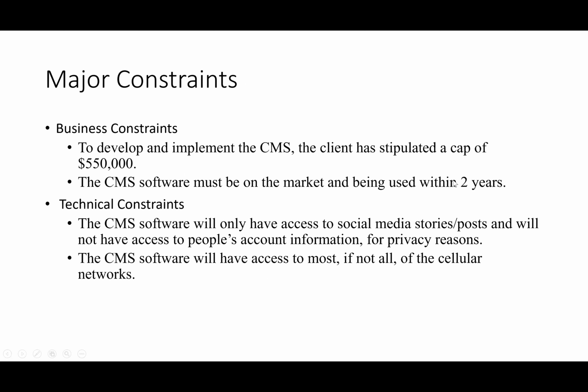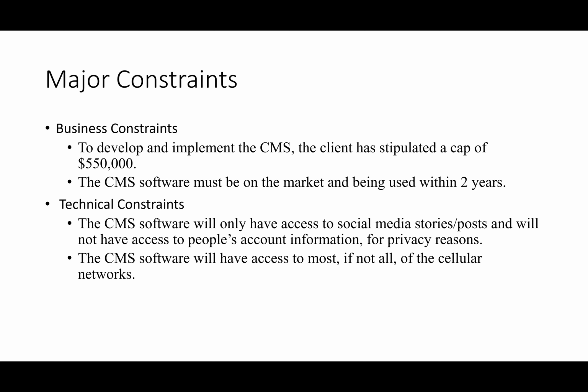So some major constraints for this project. One is the client has stipulated a cap of $550,000. The next constraint is that the software must be on the market and being used within 2 years. So that's our time constraint. Some other technical constraints: the CMS software will only have access to social media stories or posts and will not have access to people's account information for privacy reasons. So we don't want any lawsuits for this software based on privacy and that type of stuff.